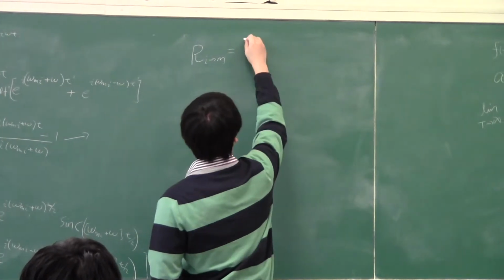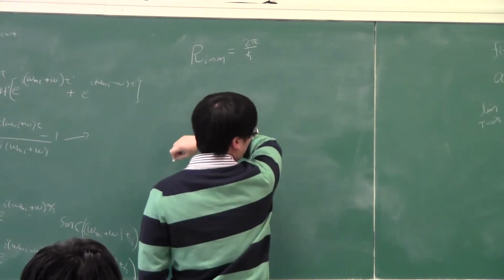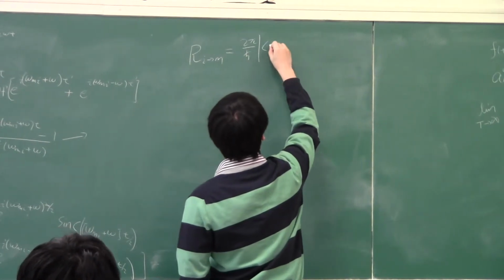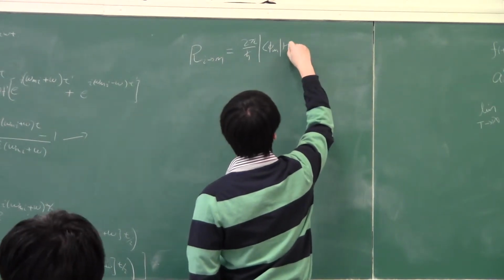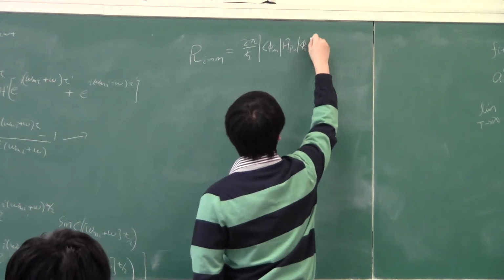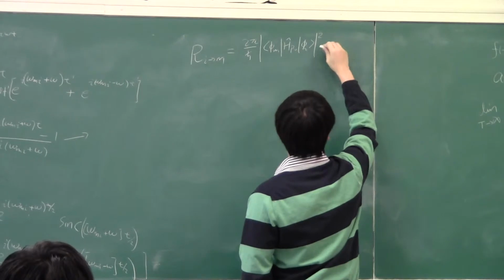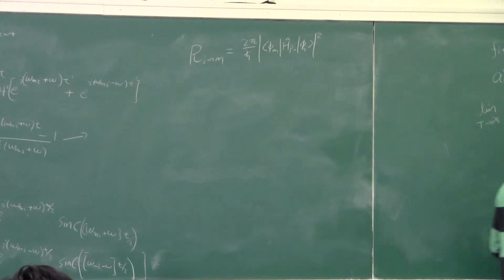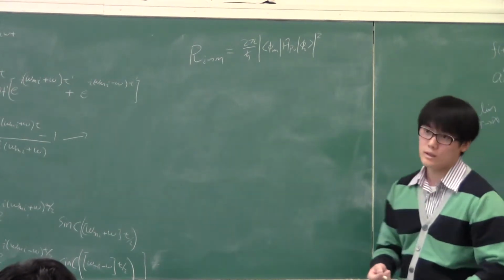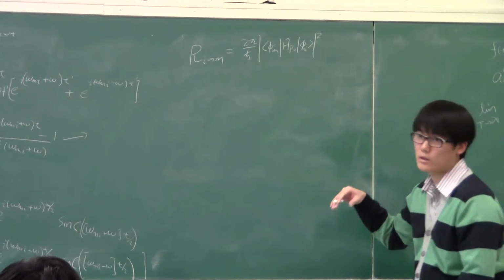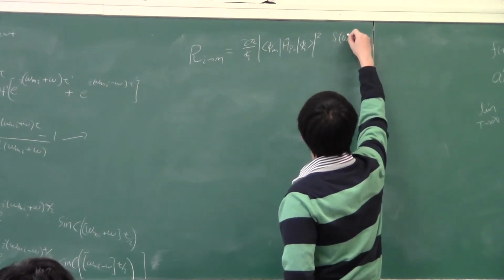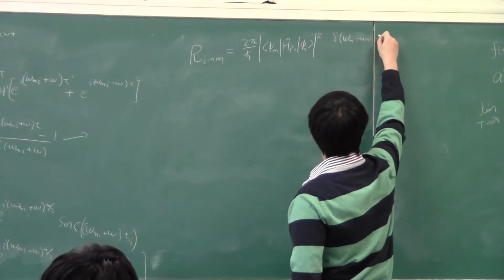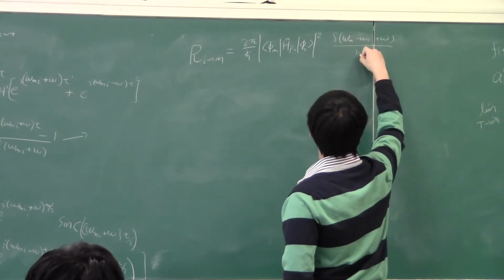2 pi over h bar. Let me write just h bar now. The matrix element of H prime between phi_m and phi_i, squared, and then we're going to get a delta function. Oh, sorry, there's no 2 pi. I divided by the 2 pi from the 4 pi squared. And then when I divide by t, the t disappears, so I'm just left with the delta function divided by h bar. So it's delta of omega_m minus omega_i plus omega, divided by h bar.